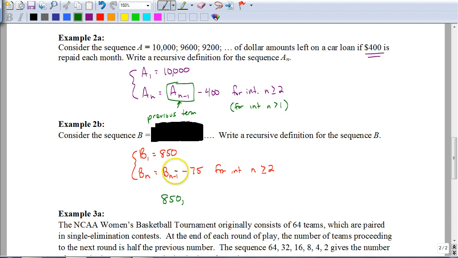So to find the next term, I would take the previous term, which is 850, minus 75, which gives me 775. Now to find the next term, I'm not going to use 850. I'm going to use the previous term, 775, minus 75, which gives me 700. To find the next term, I take the previous term, now 700, minus 75, which would be 625, and so on. So that's how the recursive formula gets used.